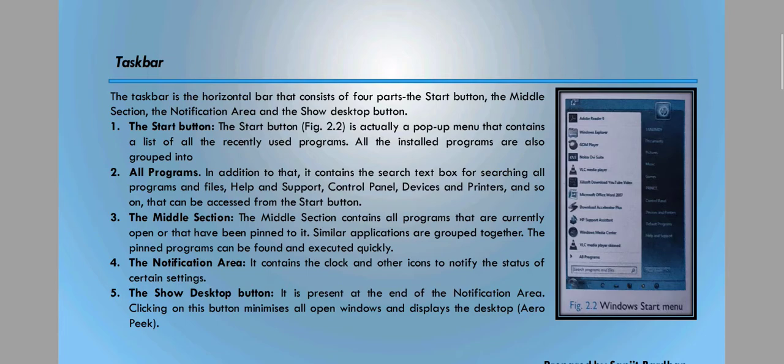Okay, next is the middle section. The middle section contains all the programs that are currently open. In the taskbar, all programs that are currently open or that have been pinned to it are shown. Similarly, applications are grouped together. The pinned program can be found and executed quickly. That means when we click on the program, the program is automatically opened by one click, just one click.